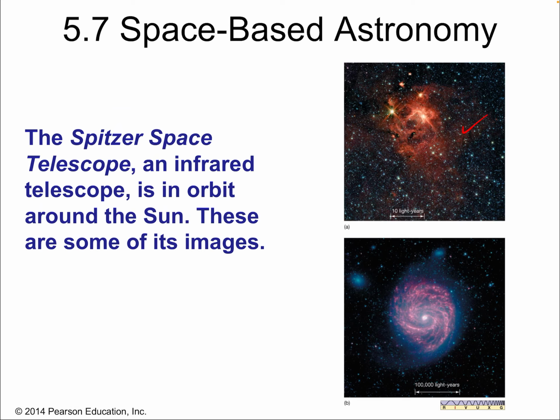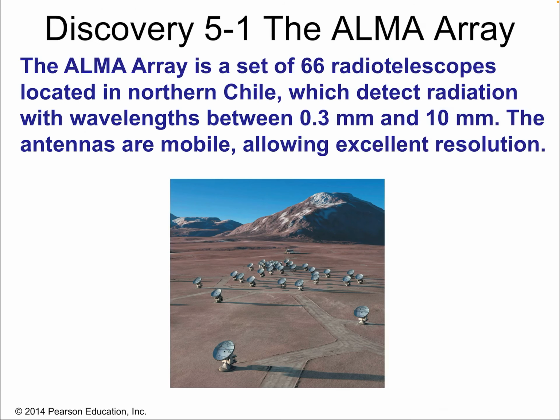Okay, so these are space-based images of infrared spectrum, right, shown here. The ALMA array is a set of 66 radio telescopes located in northern Chile, which detect radiation with wavelengths between 0.3 millimeters to 10 millimeters. This is really kind of in the microwave section of the electromagnetic spectrum, all right?